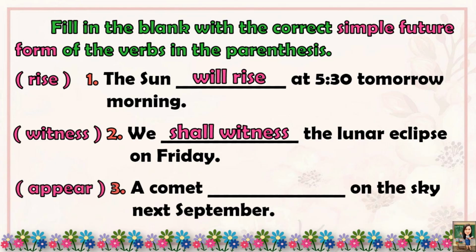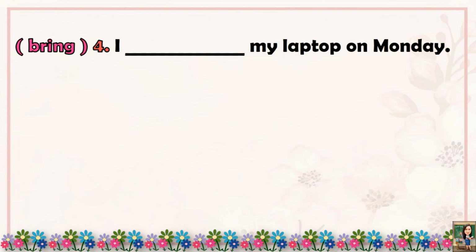Number 3. A comet blank on the sky next September. What is the future tense of appear? Correct. Will appear. Number 4. I blank my laptop on Monday. What is the future tense of bring? Correct. Shall bring. I shall bring my laptop on Monday.